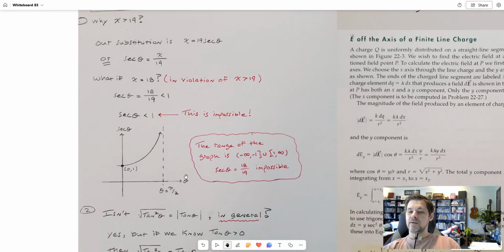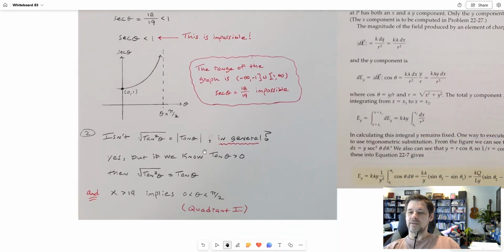Okay. Another thing is, in another video, it has come up that actually the square root of some unknown number squared is the absolute value of that number. That's true. So the square root of tangent squared of theta should be absolute value of tangent theta. In general, that is a true statement. But why is the absolute value there? Well, because this statement without the absolute value wouldn't work if this unknown in here happened to be negative. The absolute value corrects for the negative and makes it work.